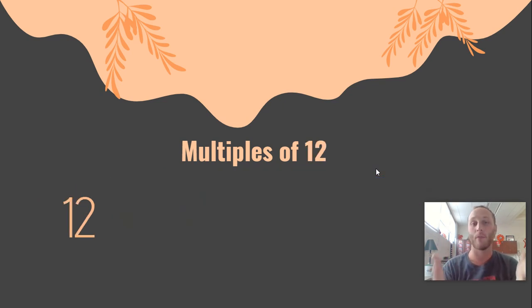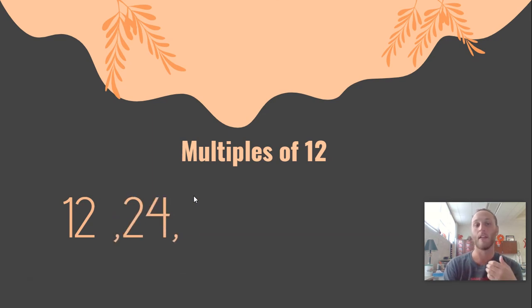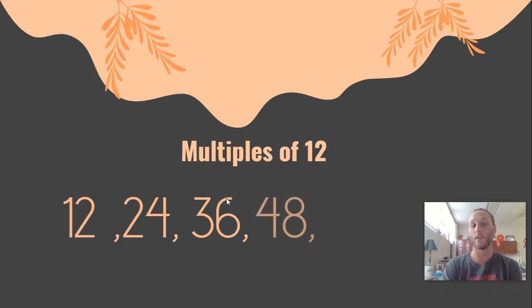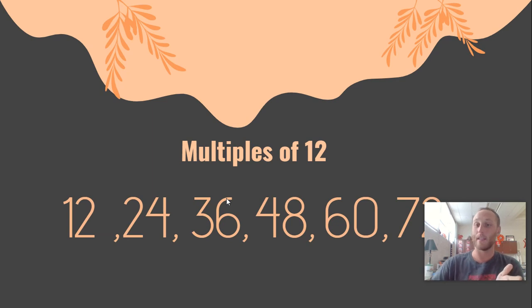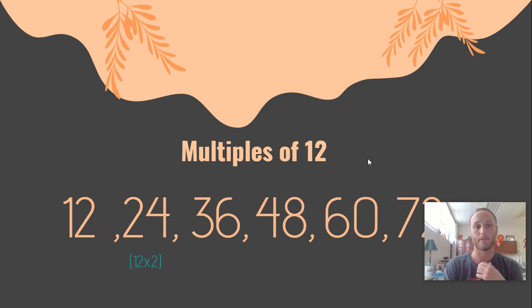Okay, so then if I look at multiples of 12, same process. I'm going to skip count or I'm going to multiply. So 12 times 1 is 12. 12 times 2 is 24, or you can think about 12 plus 12. I'm going to add another 12, or 12 times 3 is 36, 48, 60, 72, and you notice that they just keep adding on and on. So all of these numbers here are multiples of 12. These are not the only multiples of 12, but these are 6 of the multiples of 12.